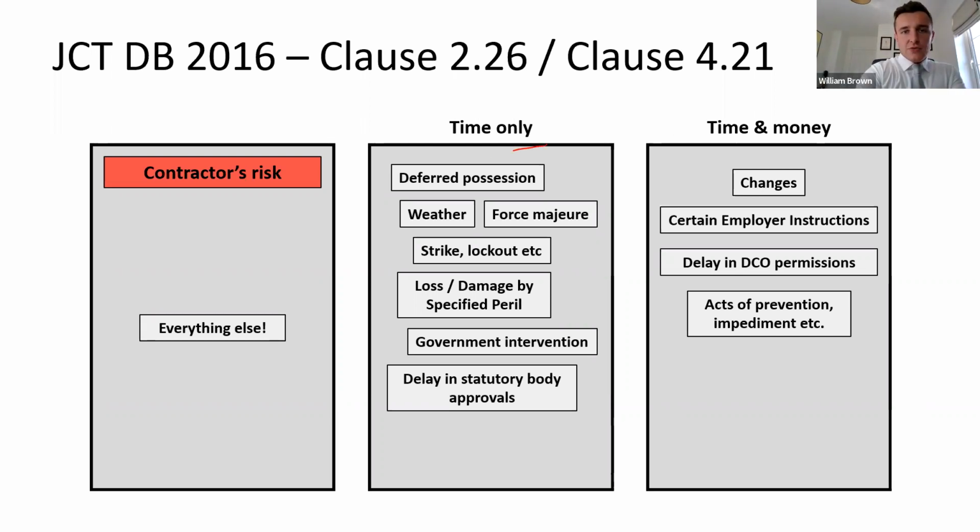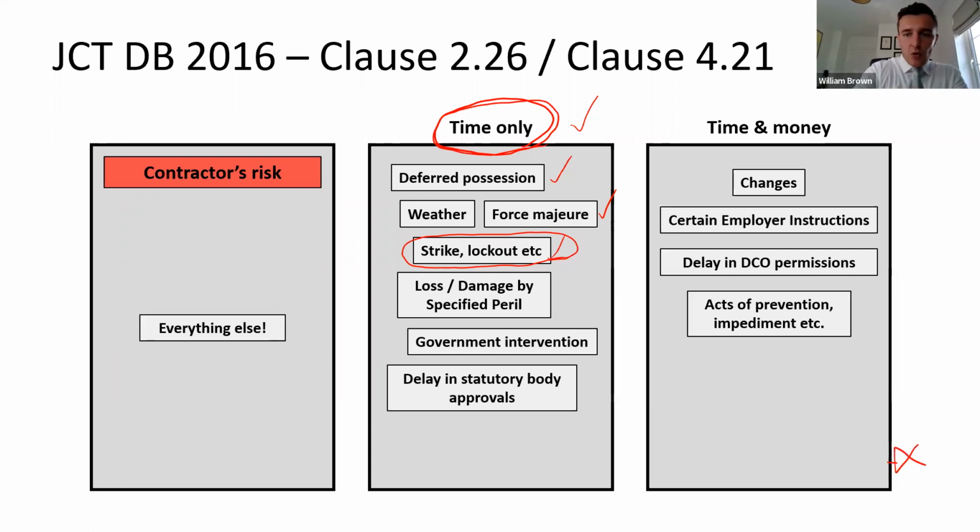Some of these risks that have been identified only entitle the contractor to time. Deferred possession, force majeure, the likes of COVID-19, strike or lockout. That's another very topical risk that's happening at the moment. If your workforce can't get to the site because of the train strikes in England, that will only entitle you to an extension of time. You don't get the prelims associated with that because under the JCT, that risk has been allocated as a relevant event, as a time-only event.